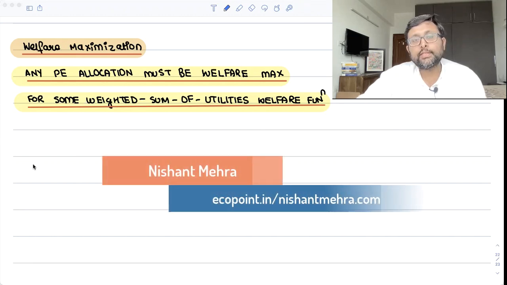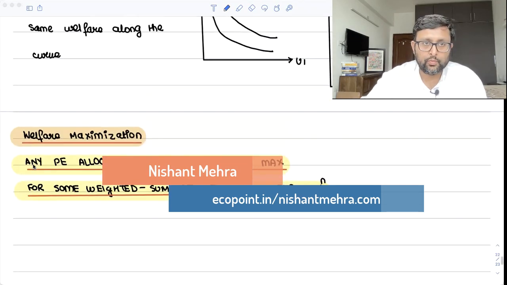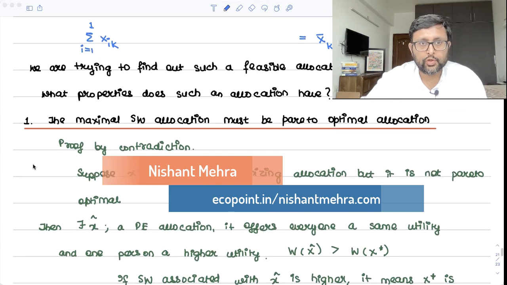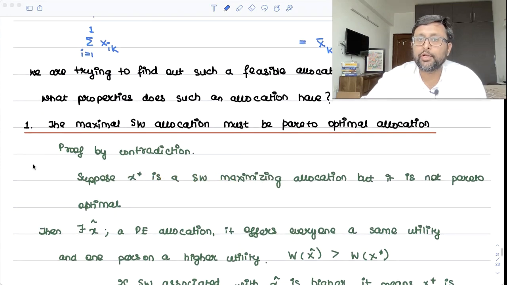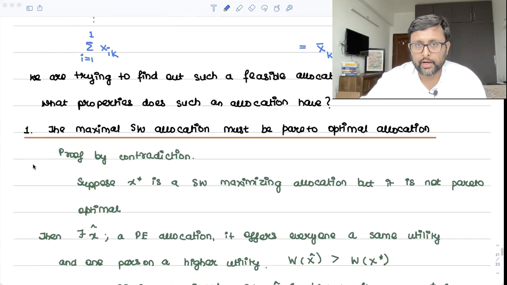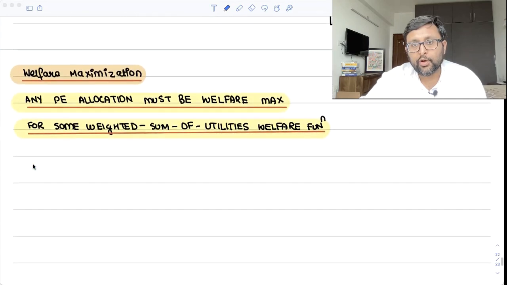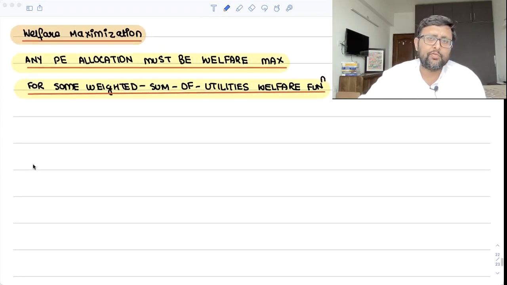Now we'll move on to the second property of the social welfare function, which is going to maximize the welfare. So the first property was this, which we did yesterday, which was the maximum social welfare allocation must be Pareto optimal, right? And the second property is that any Pareto efficient allocation must be welfare maximizing for some weighted sum of utilities welfare function, provided your utility possibility frontier is a convex set, right?